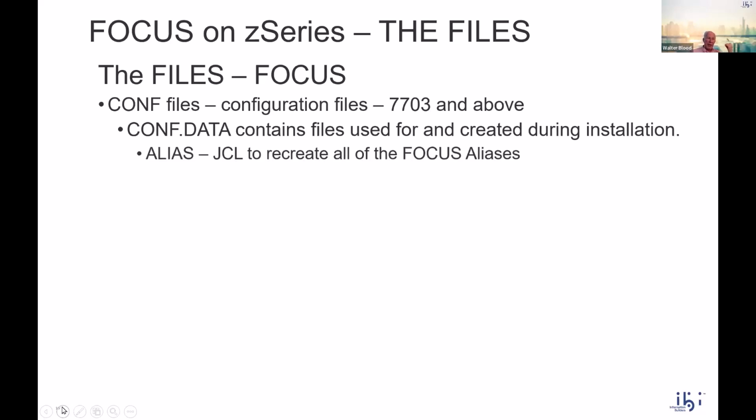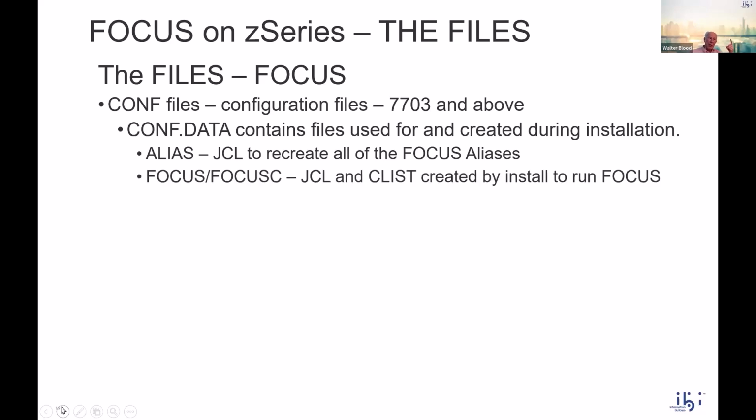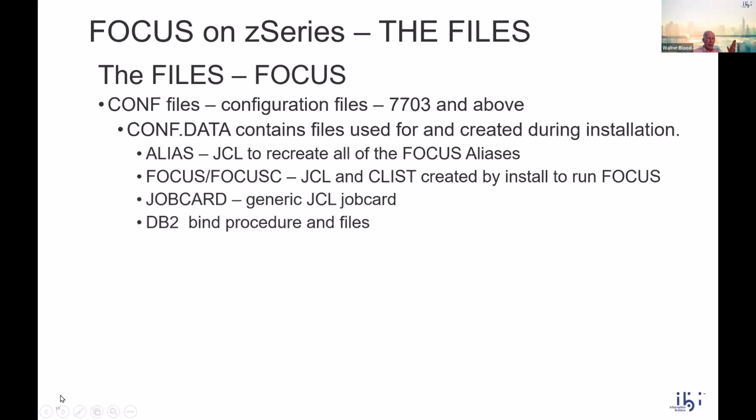Things like alias. Alias is a JCL that we create on your site to recreate your Focus aliases. So if you lose one, you can get it back real easy. Focus and Focus C are JCL and C lists created with your specific system in mind so that you can immediately run Focus either as a batch job, JCL, or as a C list, right? There's a generic job card that we build for your system.